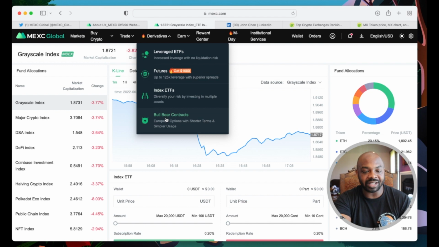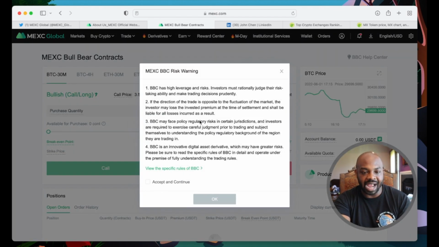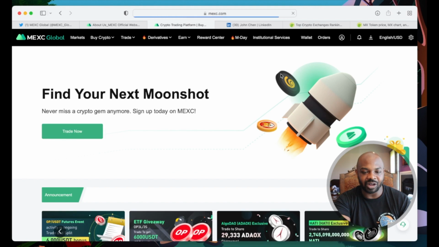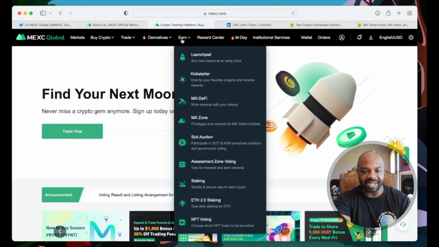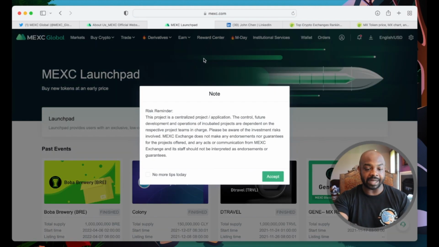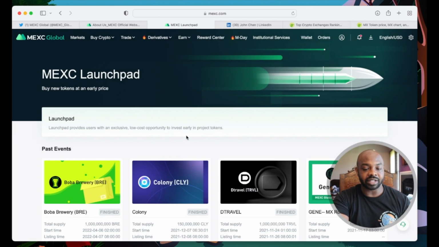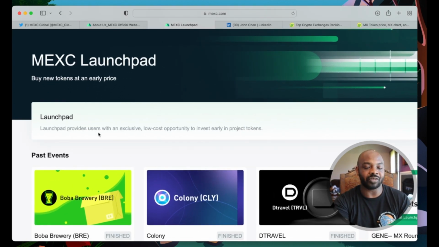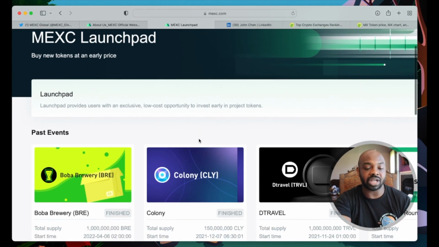Then last, you have at the bottom, bull bear contract. So we got a high risk warning as soon as you click that. So, oh yeah, I gotta be KYC verified to do that. Now you have a launchpad. This is very, very unique, right? I love this because if you are looking for new projects, you see right here, it says Launchpad provides users with an exclusive low-cost opportunity to invest in early project tokens.